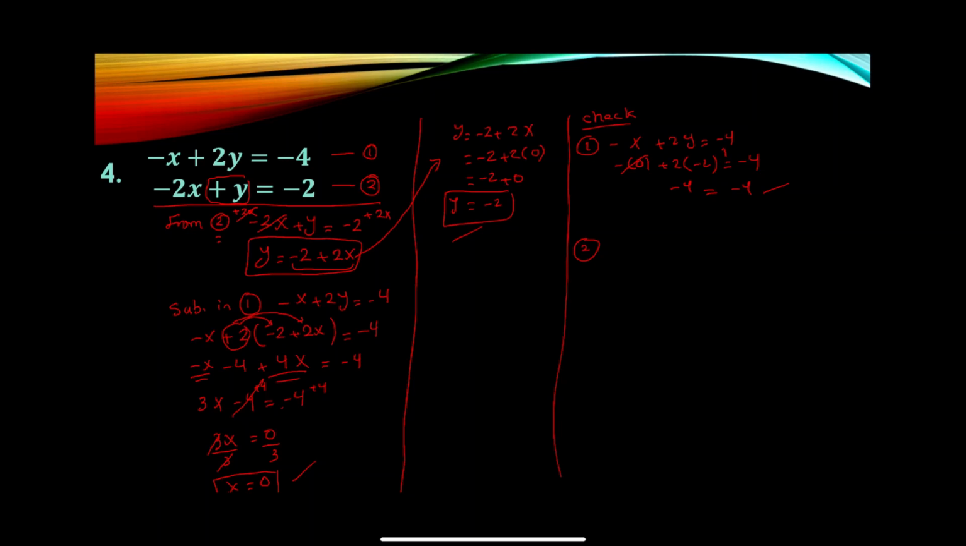Equation number 2: negative 2x plus y equal negative 2. Instead of x, I'll write 0, so it's negative 0 plus, instead of y, I'll add negative 2. Is it equal negative 2? This will go. Plus times negative 2 is negative 2, is equal negative 2. So our solution is true.